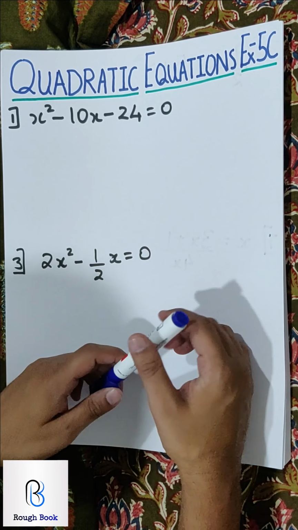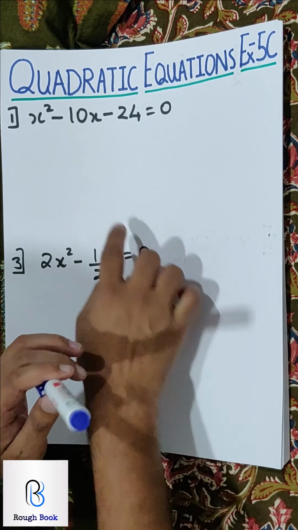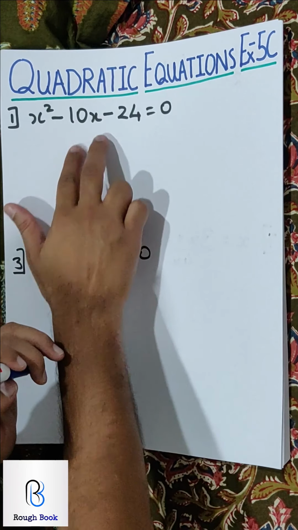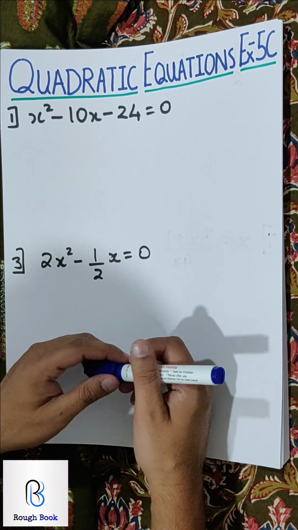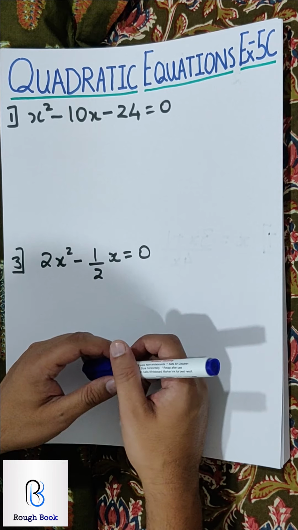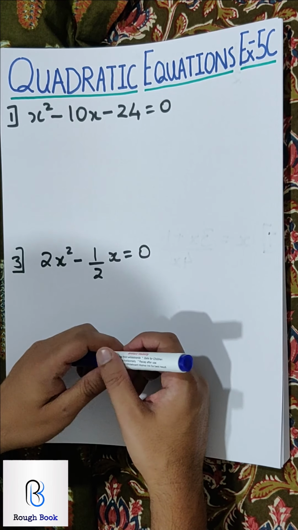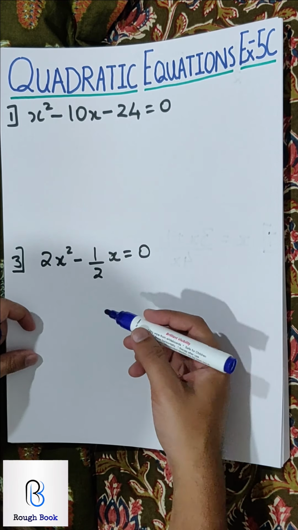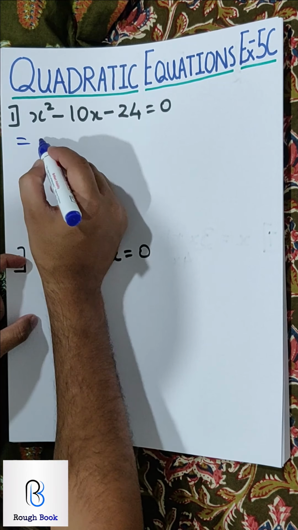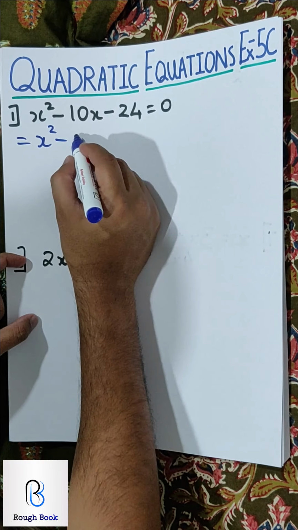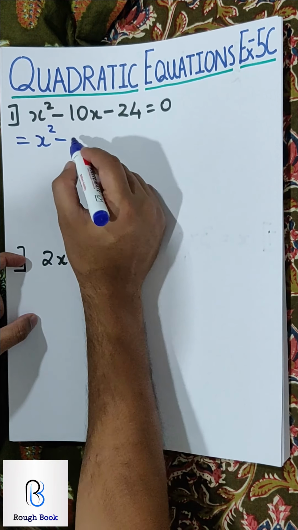So exercise 5C, you can see sum numbers 1 to 20 all are of this type, wherein you need to split the middle term, which is what we call the factorization method. So I am not going to wait. I want everyone to start hitting sum number 1. Split the middle term, very simple sum. Come on, go ahead. So 24 will be 8 into 6 into 4.